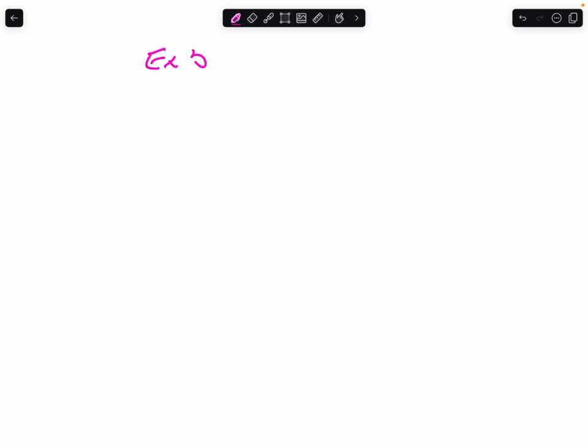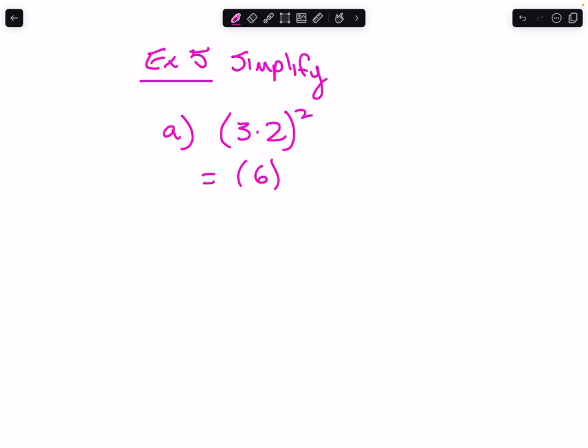Okay, example 5. Instructions are the same, to simplify. Part A. We have in parentheses 3 times 2 quantity squared. So again, we'll go through the same order of operations. Do we have any grouping symbols? The answer is yes. So we perform the operations within those grouping symbols first using the same order of operations. We have 3 times 2 inside, so that gives us 6. And then that quantity is squared. We know that 6 squared is 36.